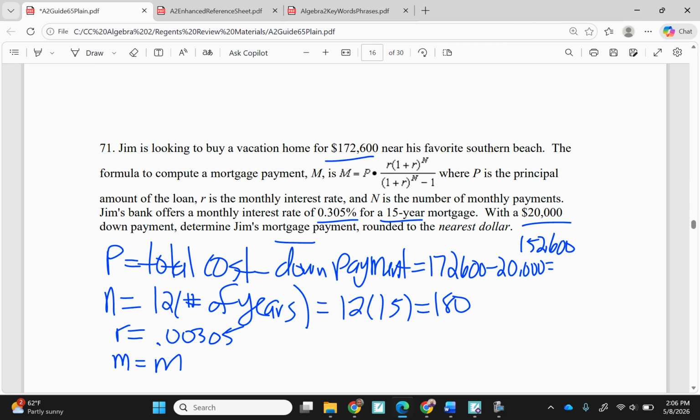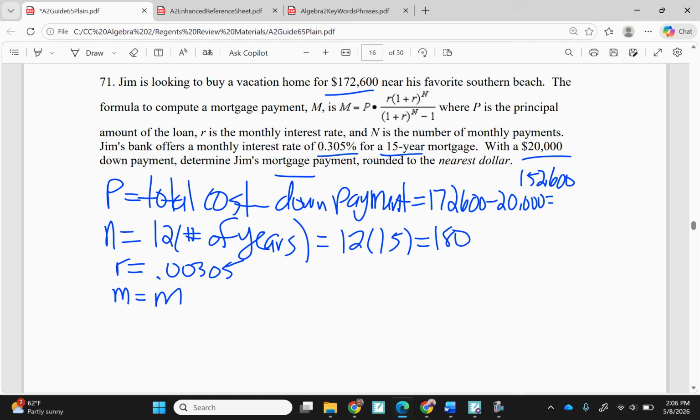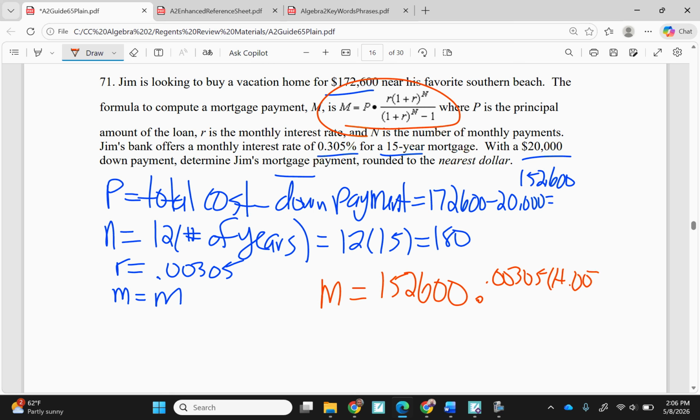So now I'm going to carefully substitute those values into the formula, which is right here. So M equals P, 152,600, times R, 0.00305, times 1 plus 0.00305 to the power of 180, over 1 plus 0.00305 to the power of 180 minus 1.